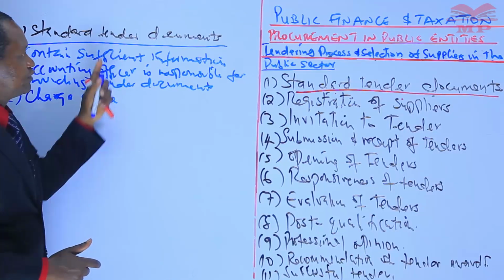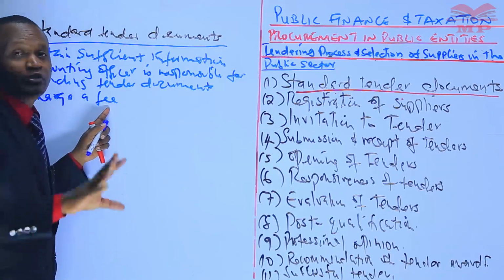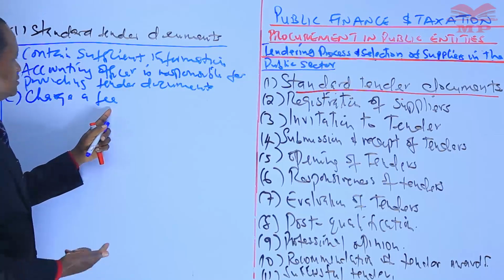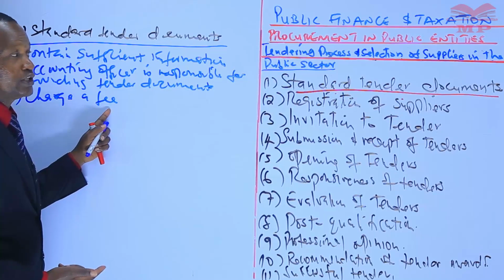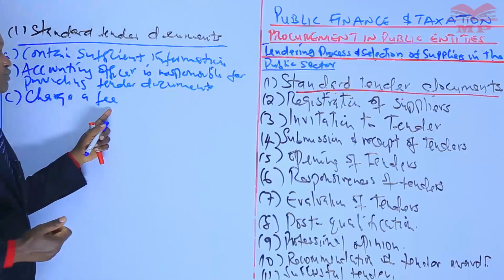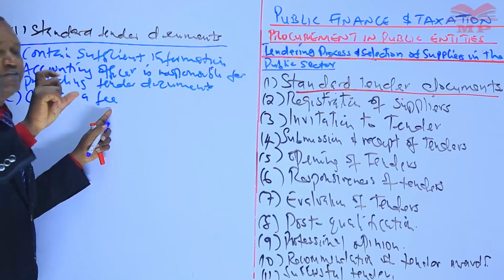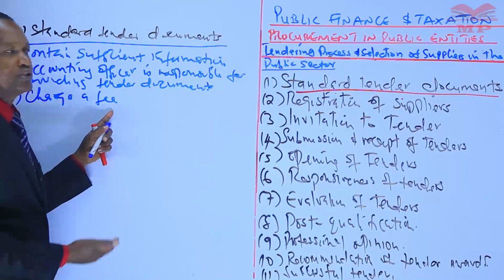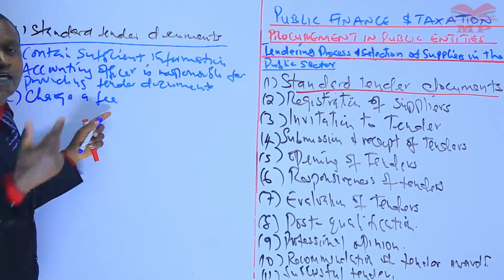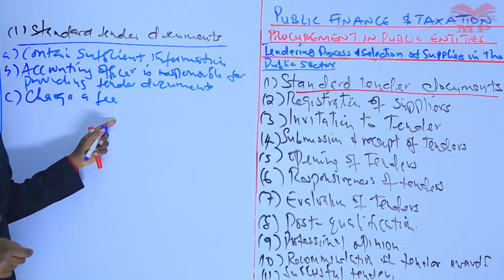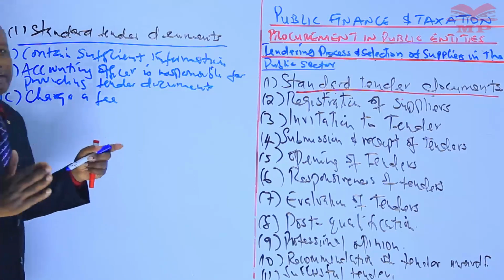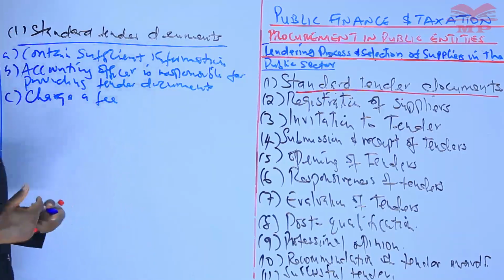So if you are to pay for tender documents, then you can countercheck the fee that is recommended. Someone doesn't need to charge you higher fees. Why? Because the fee is determined by the regulations which are developed by the Cabinet Secretary. And this fee should be stated in the tender documents.